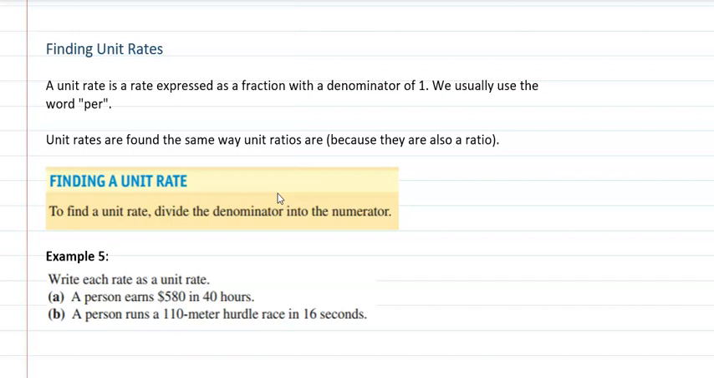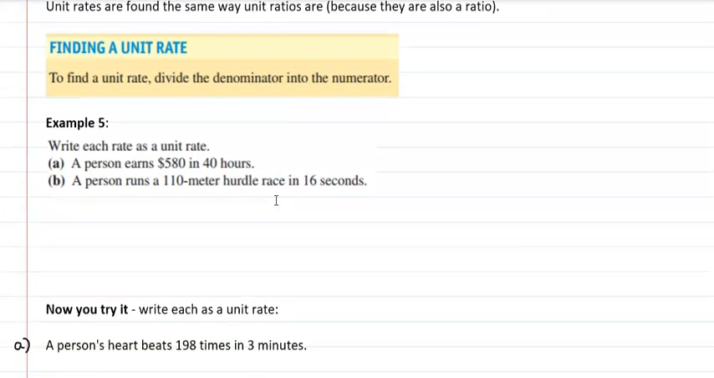A unit rate is similar to a unit ratio, and it is a rate expressed as a fraction with a denominator of 1. We usually use the word per. Unit rates are found the same way as unit ratios because they are also a ratio. They just have units now, so we add the units to tell what we're measuring. So to find a unit rate, divide the denominator into the numerator, or in other words, divide the numerator by the denominator. All right, so we're going to write each rate as a unit rate.